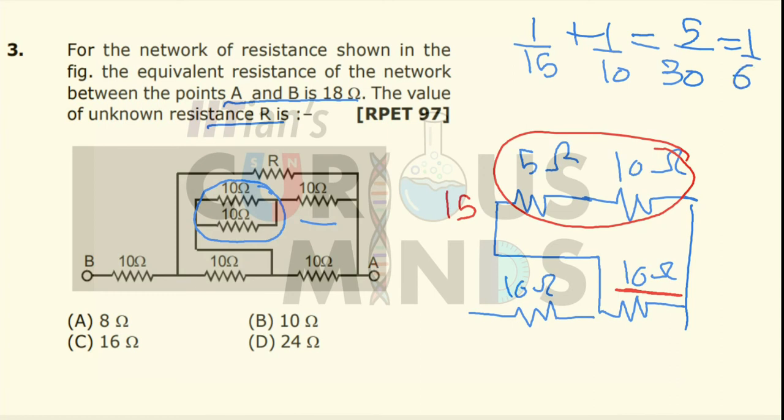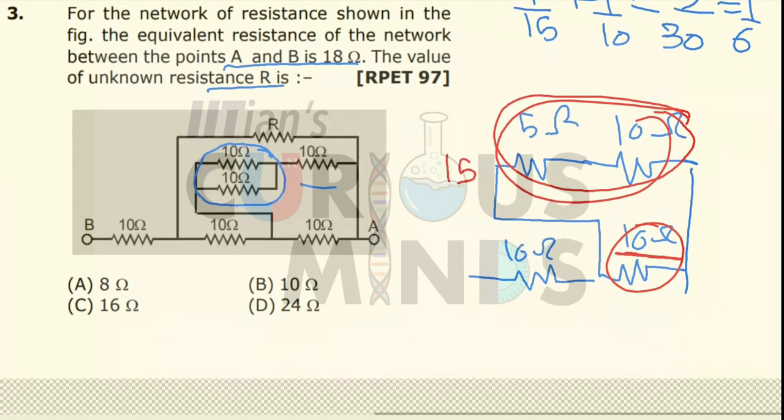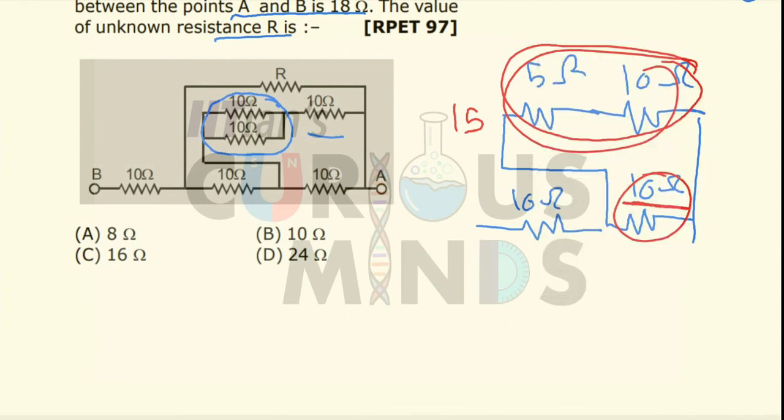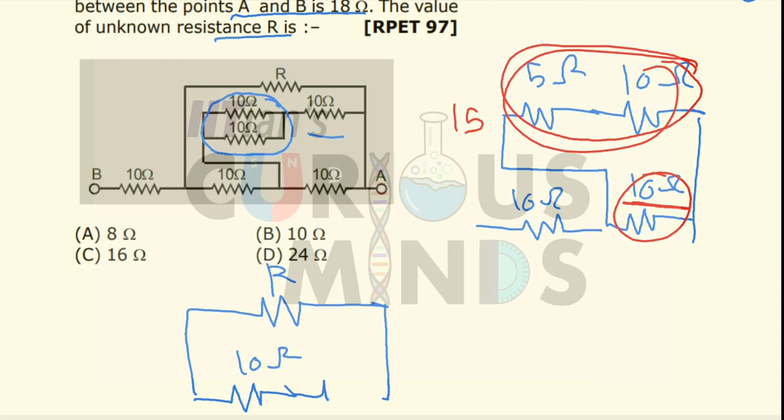So the equivalent of all these three, these two resistances and this resistance over here, will be equal to 6 ohms. So I will remove those resistances and substitute them by a single 6 ohm resistance. So the circuit will now look somewhat like this. This is R ohm resistance. At the bottom there is 10 ohm resistance. There is 6 ohm resistance at the bottom, and there is a 10 ohm resistance on the left hand side. This is B, this over here is A.